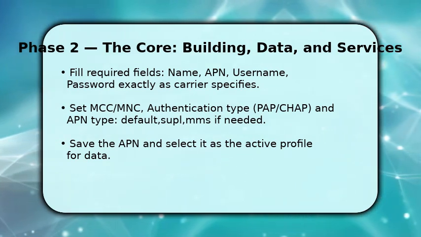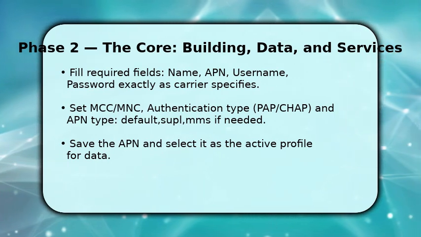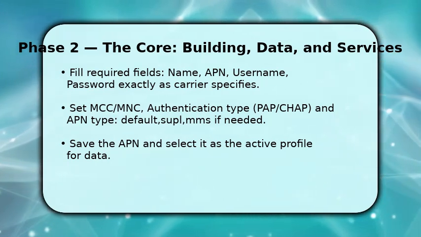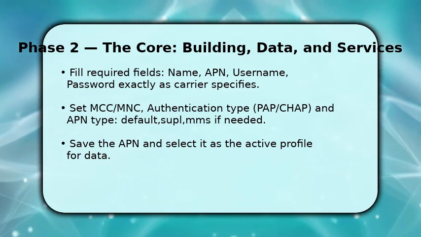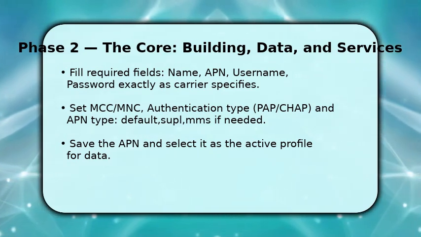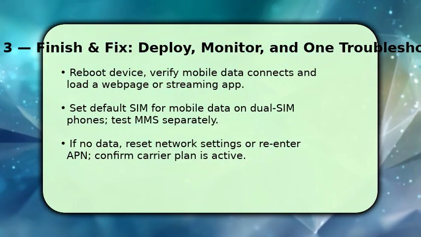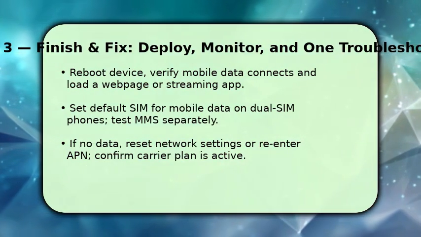Once fields are complete, save the APN profile and make sure you tap it to select as active. This links the configuration to your modem, so data sessions use the new settings. To finalize, reboot your device so the modem applies the new APN.